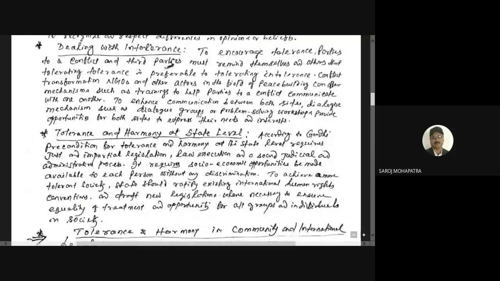How do we deal with intolerance, and how do we use it to encourage tolerance? Parties to a conflict and third parties must demand of themselves and others that tolerating is preferable to tolerating intolerance. Conflict transformation: a third party comes in and develops a tolerance attitude among them. This is the dealing of intolerance.